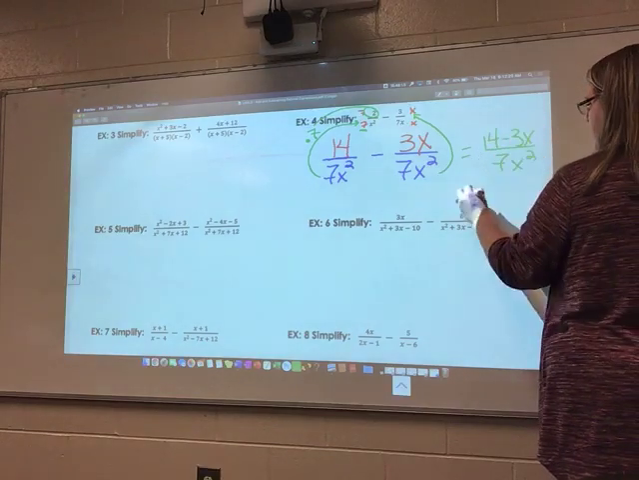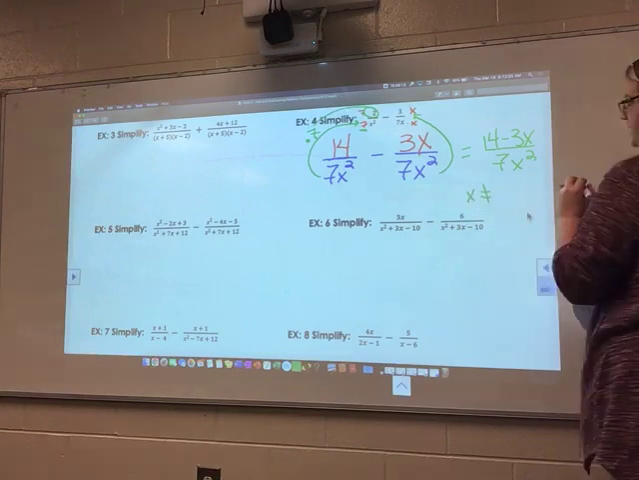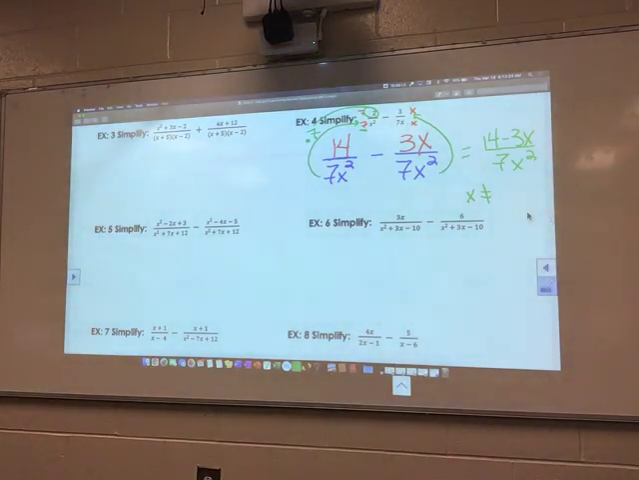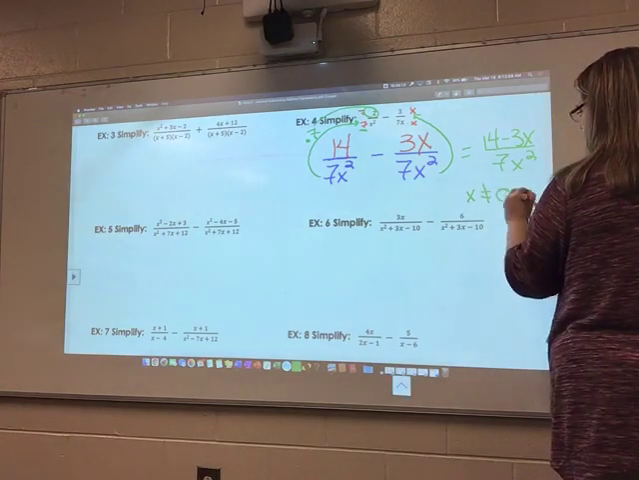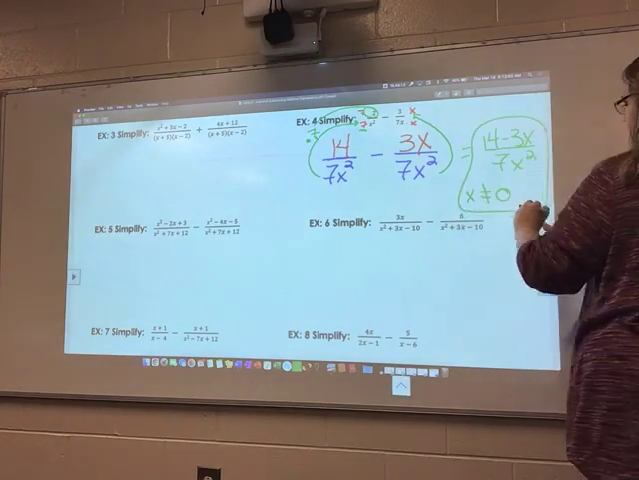Can't do anything. What can my x not be? What's my excluded value? I'm not adding or subtracting down below. What number, if I multiplied it by 7, I'm going to get 0? 0. Right? It's not an additive inverse. It literally multiplies, so it's going to not be 0. This is my final answer.